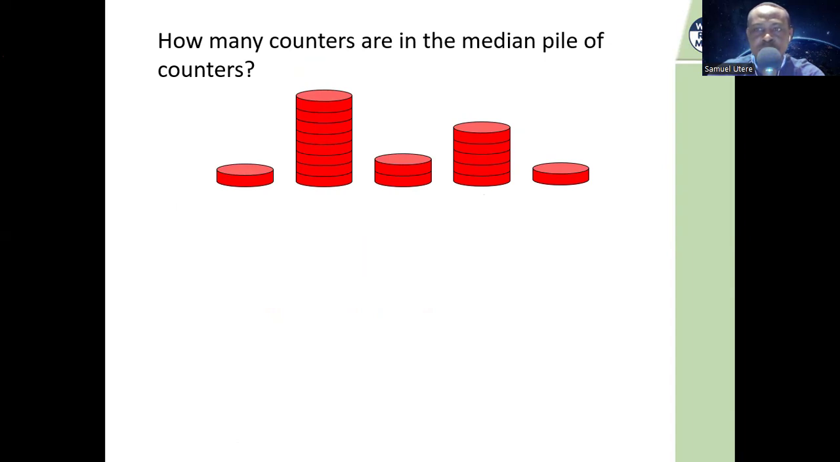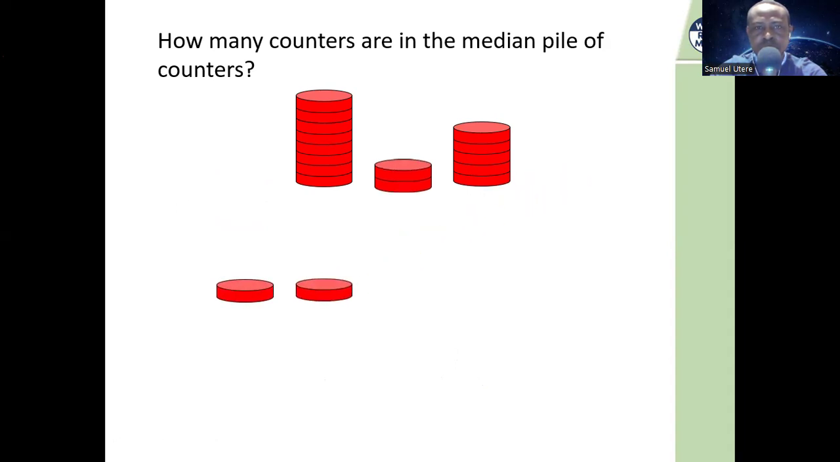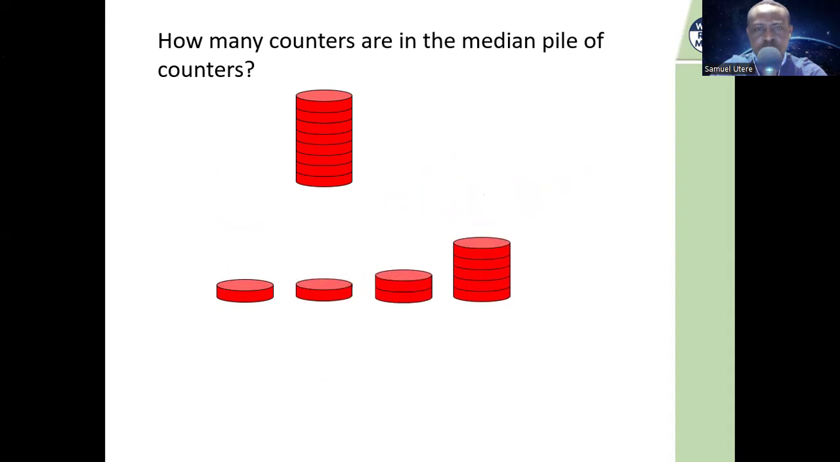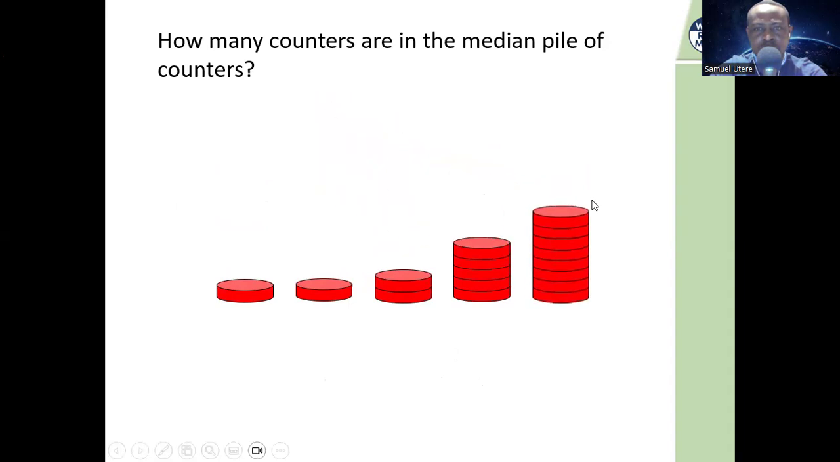Remember what we said the median is. It is the middle of the ordered set of data. Are these counters ordered from the smallest to the highest? Have a think. Of course, no. So we're going to have to order the counters. So we start with the one counter, the next one counter, next is two counters, and the other one, and the other one.